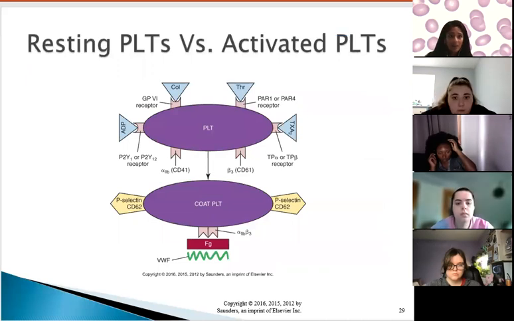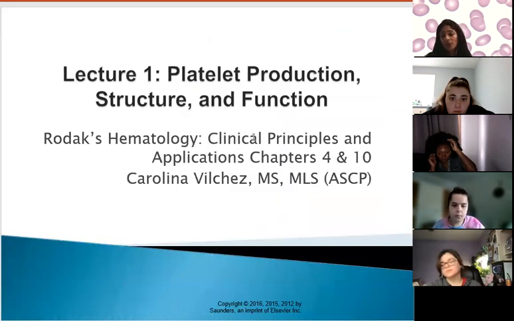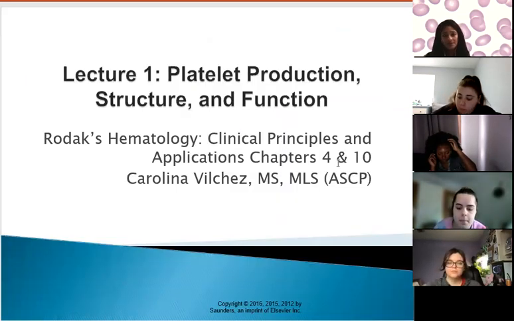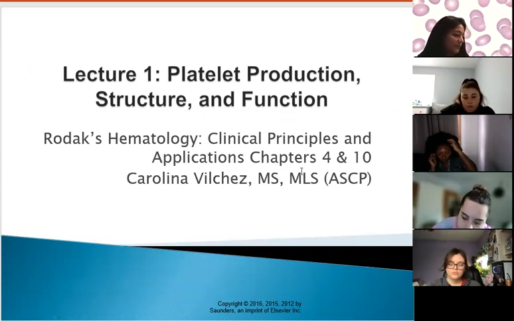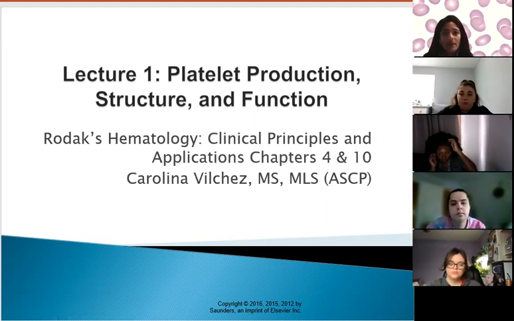Okay, so I'm going to stop here. I know this was a lot, but again, this is chapter 4, but the bulk of this lecture you can find in chapter 10. Chapter 10 gives you a really nice explanation, I have the book with me right here, of platelet production, structure, and function. So when you have a chance, take a look at that, okay?